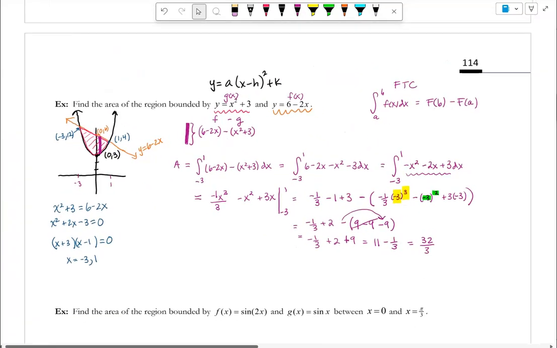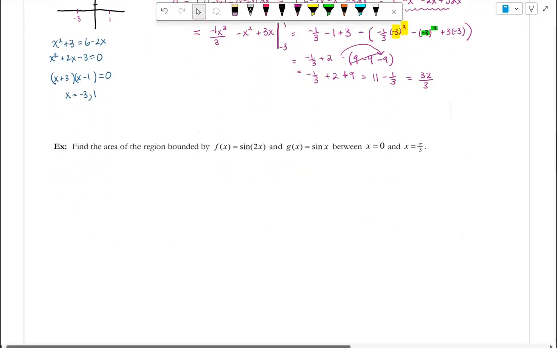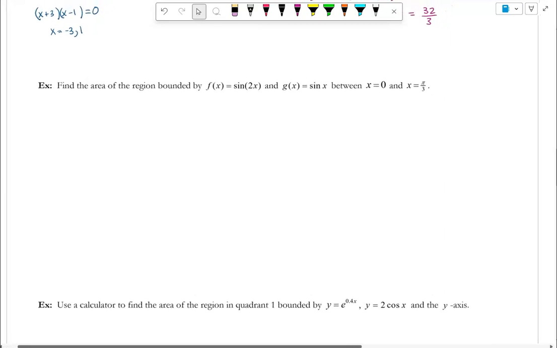Okay, so this first example I think is fairly easy. We are going to look at a couple more examples, and I'm going to encourage you guys not to skip any of them. I know it's a lot, but Unit 8's pretty important.